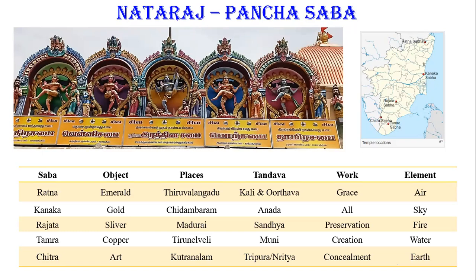And Chitra Sabha is in Kutralam. It is called Tirupura or Nritya Tandava. It has the work of concealment and it represents the earth. And we start from Ratna Sabha.